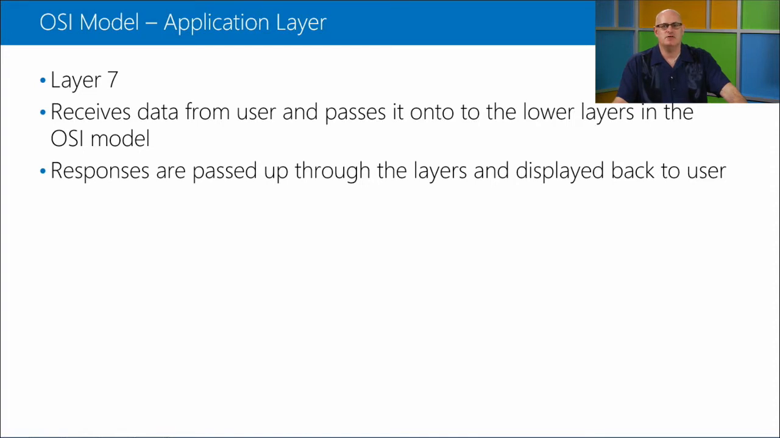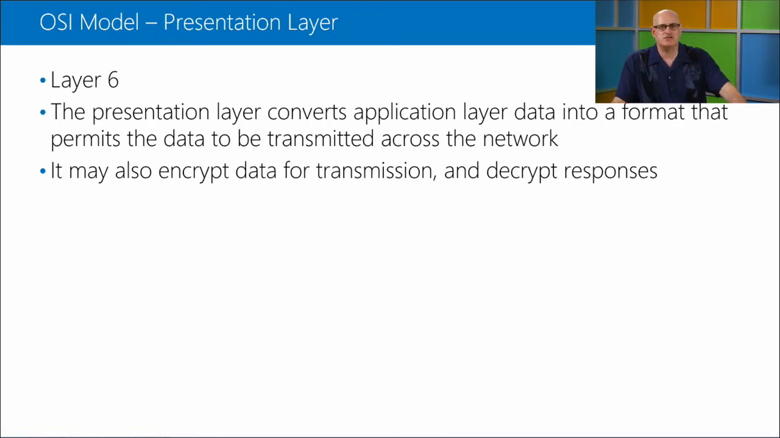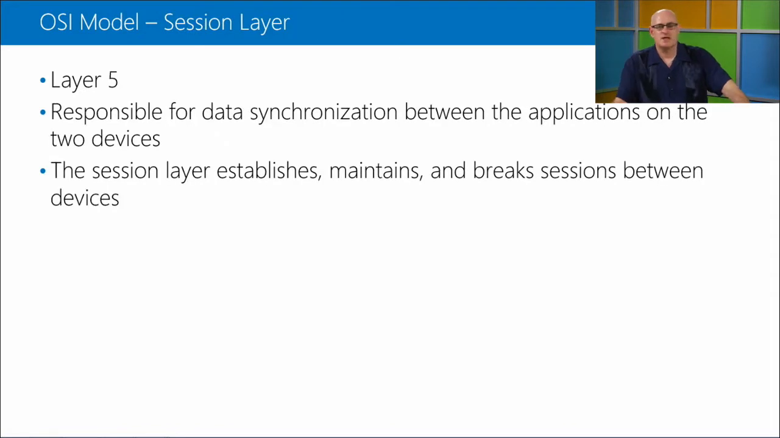It receives data from the user and passes it to lower layers in the OSI model. As responses come back up, it presents that information to the user. The presentation layer, layer 6, converts application layer data into a format that permits the data to be transmitted across the network. At this level, there may be a bit of encryption of the data for transmission and decryption of responses. Again, if you want to know more information about the OSI model, please look up the OSI model in the Networking Fundamentals course. The session layer.